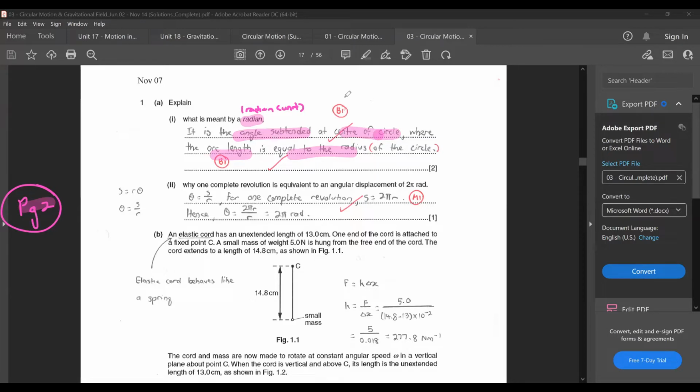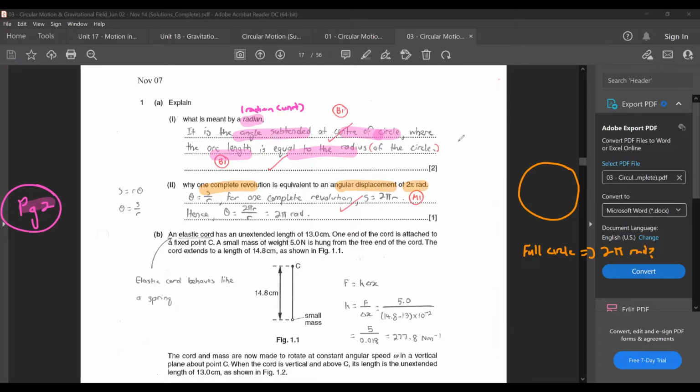And then the next one, this one is a bit different. They told you, why is it that 1 complete revolution is equivalent to an angular displacement of 2 pi radians? Why is it that when you go through 1 full circle like this, one full circle, is equivalent to 2 pi radian?